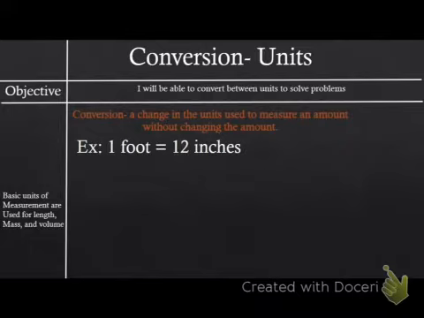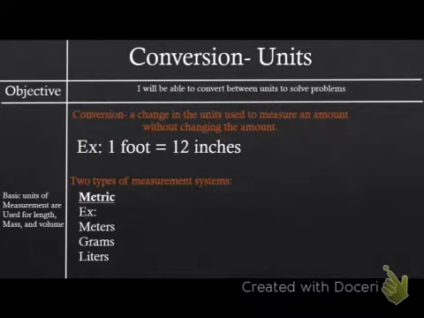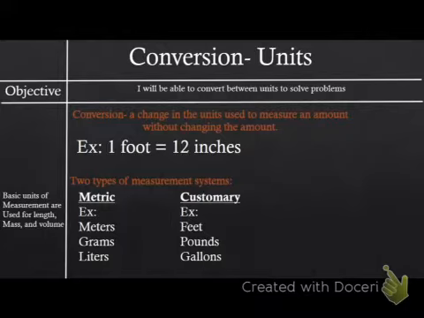With conversions, we have basic units of measurement, and they're used for length, mass, and volume. We have two different types of measurements. There's the metric system, which is used everywhere else in the world. The United States is the only country that doesn't use metric, although we use it here in science. In metric, we have meters, grams, and liters.